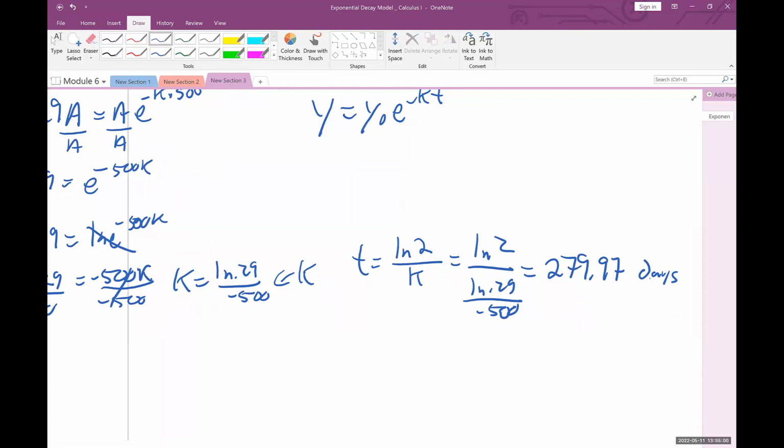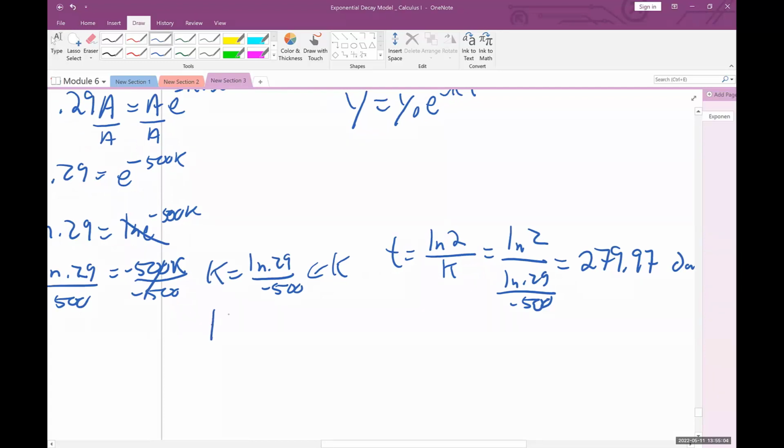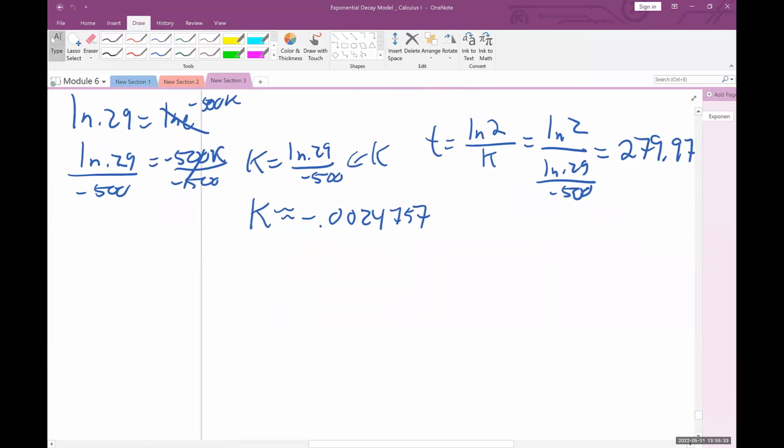I also ran the numbers for k to get a decimal. k would be approximately the natural log of 0.29 divided by negative 500, which is negative 0.0024757. So if you use this number in the last part, we know 87 is the amount we have, equals 100, the amount we did have, times e to the negative 0.0024757 times t. I'm sorry, this came out to be positive k, but it's e to the negative k for decay. We can calculate how much time has passed.